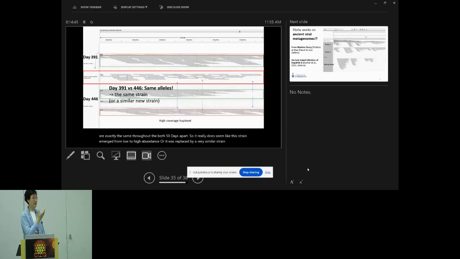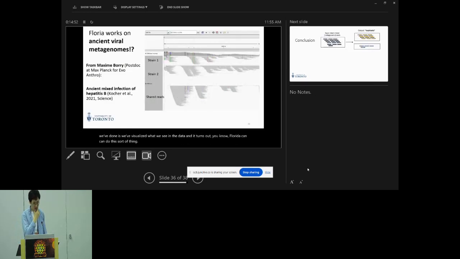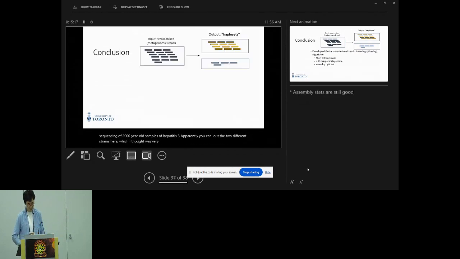But what we've done is we've visualized what we see in the data. And it turns out, Floria can do this sort of thing. Okay. It turns out Floria works on ancient viral metagenomes. This is very interesting. I didn't do this work, but after Floria was published, Maxime Bory, who's a postdoc at Max Planck, showed me that you can run Floria on a mixed infection of metagenome sequencing of 2,000-year-old samples of hepatitis B. And apparently, you can tease out the 2 different strains here, which I thought was very cool.